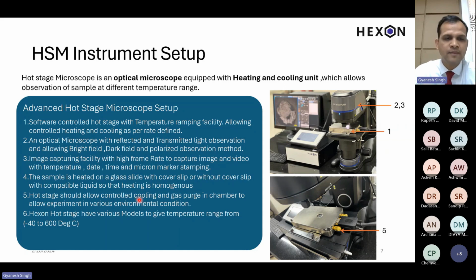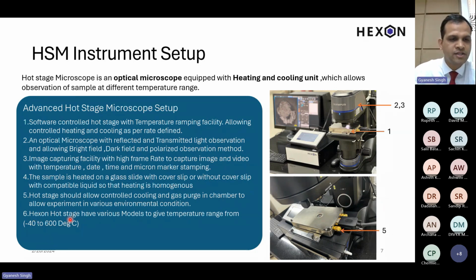And then it also helps you to create different environmental conditions to remove oxygen from the chamber. You can also have an environment created from an external gas. So this fifth, if you can see this arrow, these are the gas purge points.